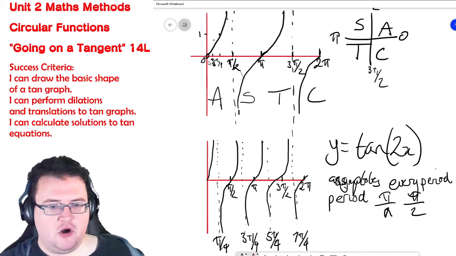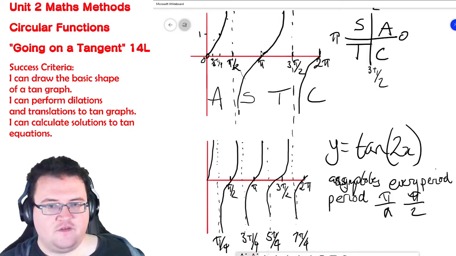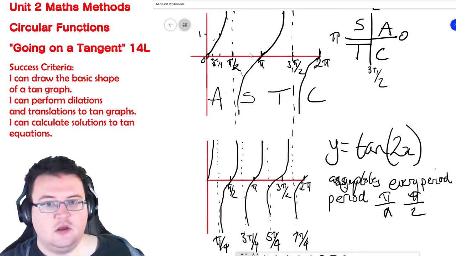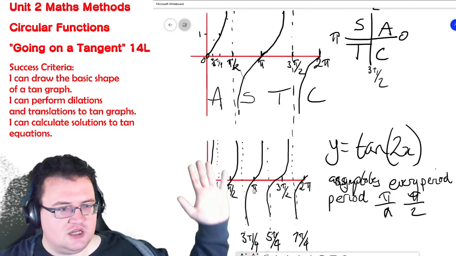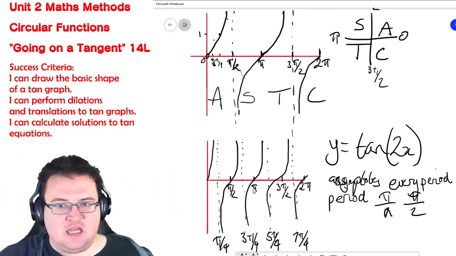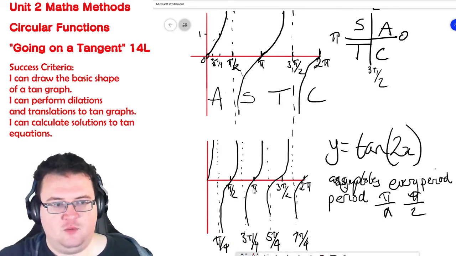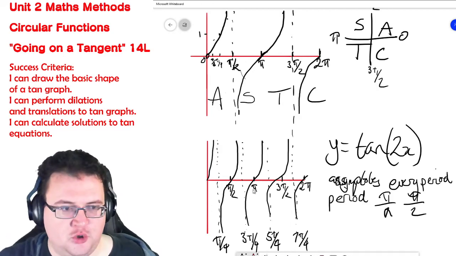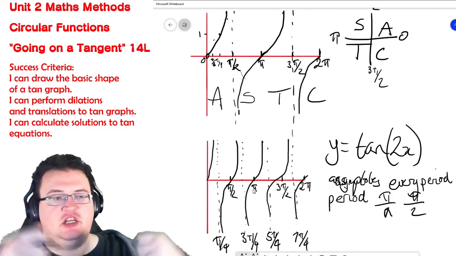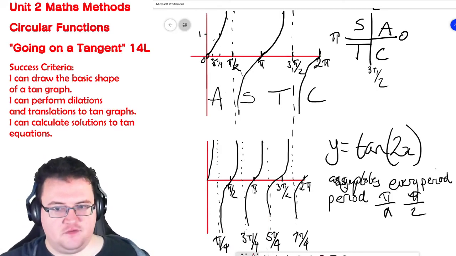So 0 divided by 2 is still 0, so there's an intercept still there. The first intercept after that is going to be pi divided by 2, which is pi on 2. The second one is going to be 2 pi divided by 2, which is pi. So I've just simply smushed everything together. And at the same time, if n was a fraction, for example 1 on 2 times x, then I would be stretching the entire graph out, and it would take 2 pi for the graph to start repeating itself.